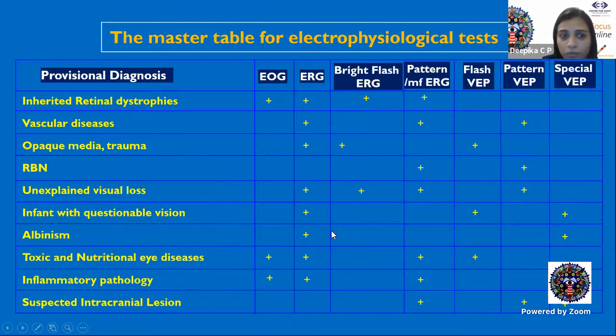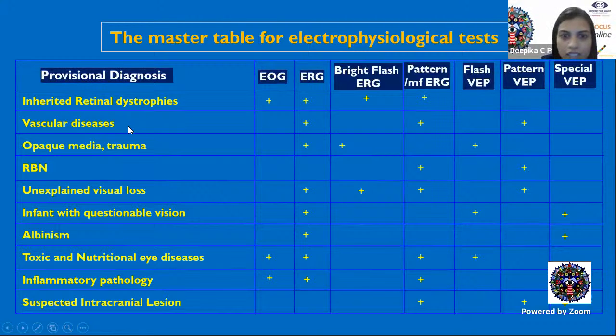So this is how we have to perform, and no doubt that electrophysiological tests will help in not only identifying the common diseases, but whenever there is a dilemma case in OPD, the most useful test is the combination of electrophysiological tests which we have to do. I'll just quickly run through this table for easy remembrance. In case of inherited retinal dystrophies, the preferred test will depend on the clinical picture and other multimodal imaging abilities. So it is EOG, ERG, bright flash ERG, pattern or multifocal ERGs.